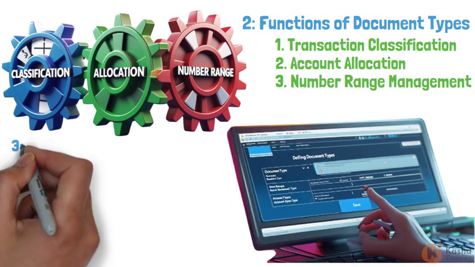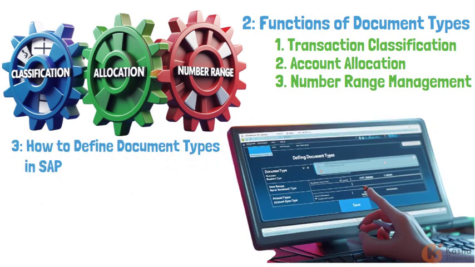3. How to define document types in SAP. Now, let's look at how to define a document type in SAP. 1. Enter transaction code OBA7 in the command field. 2. Navigate to the following path: SPRO, SAP Reference IMG, Financial Accounting, Global Settings, Document Header, Define Document Types.